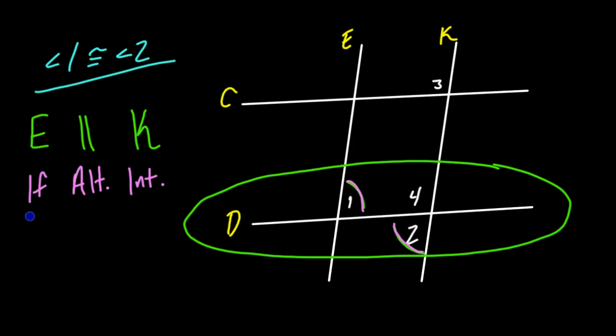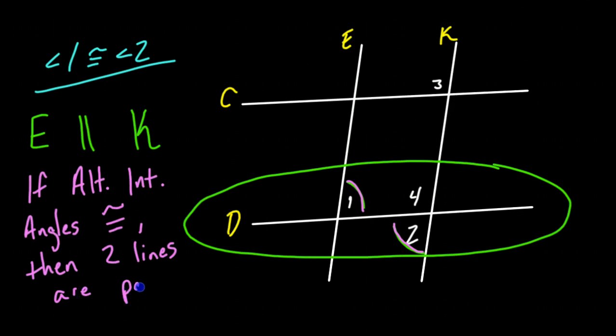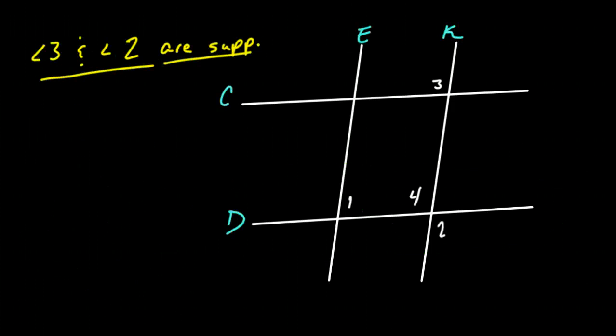So if alternate interior angles are congruent, then parallel lines. So your answer was E is parallel to K. Your reason was if alternate interior angles are congruent, then two lines are parallel.